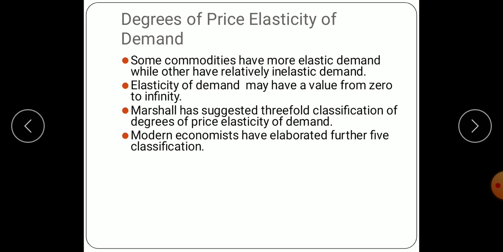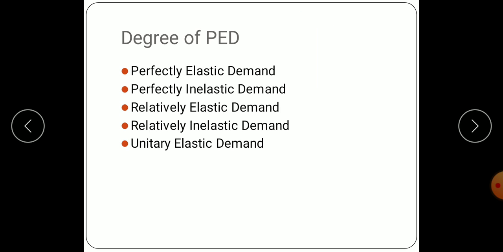Afterward, modern economists elaborated the Marshall classification further and stated five kinds of price elasticity of demand. They are perfectly elastic demand, perfectly inelastic demand, relatively elastic demand, relatively inelastic demand, and unitary elasticity of demand. So these are the five degrees of price elasticity of demand.